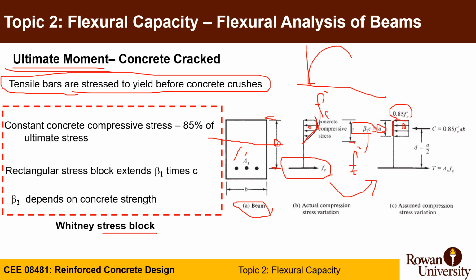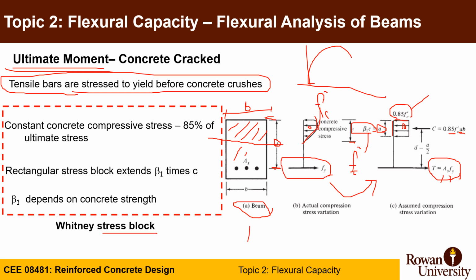And now we can calculate the forces. The first force will be the tension force, T, which is As, area of steel, times fy, the yield stress. And the compression force C will be the stress times the area of concrete in compression. In this case, a is the depth of compression and b is the width, so the area will be ab, and the stress is 0.85 f'c as we discussed here.